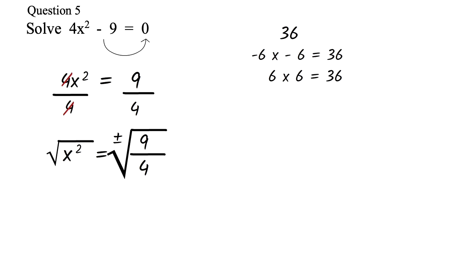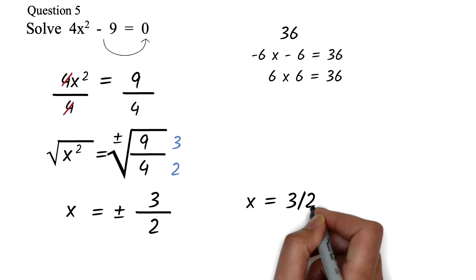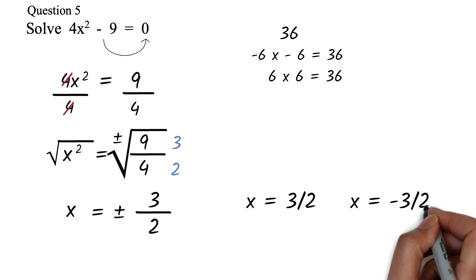So we can now find the square root. Square root of x squared is x. Square root of 9 is 3. Square root of 4 is 2. So we have x equals plus or minus 3 over 2. So we can say x equals 3 over 2, or x equals negative 3 over 2.